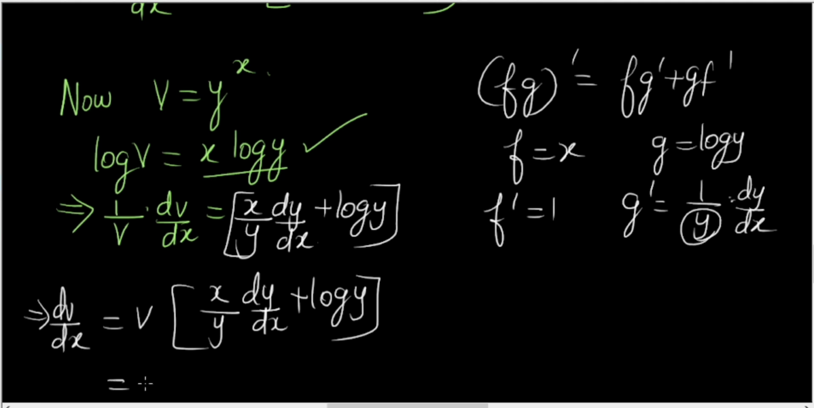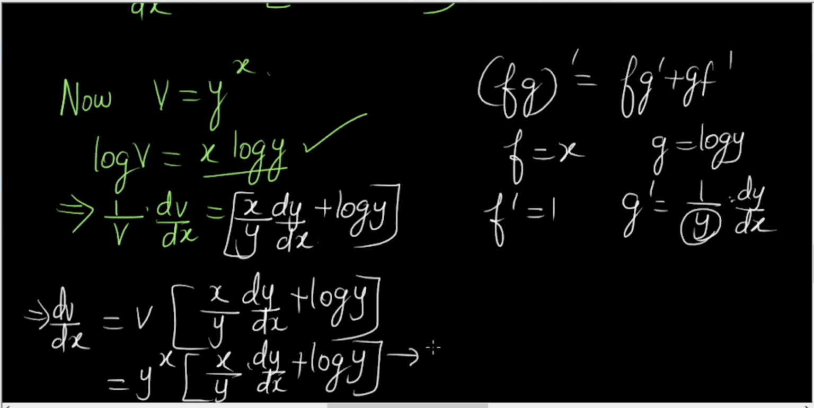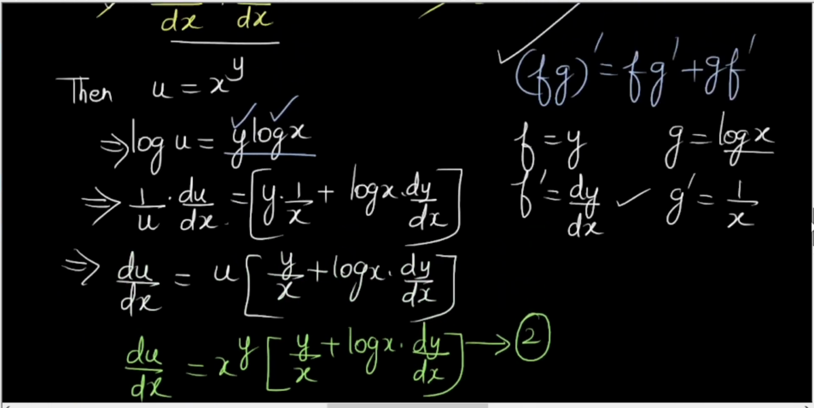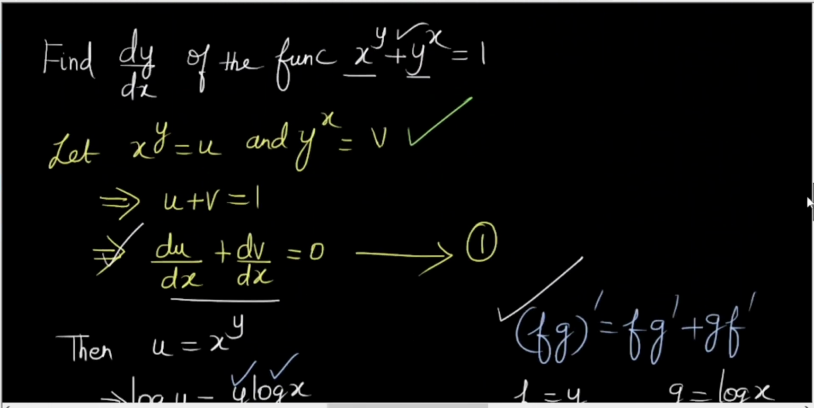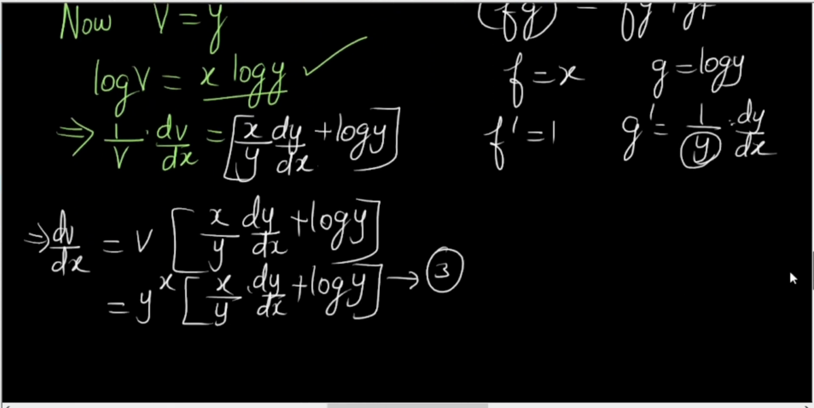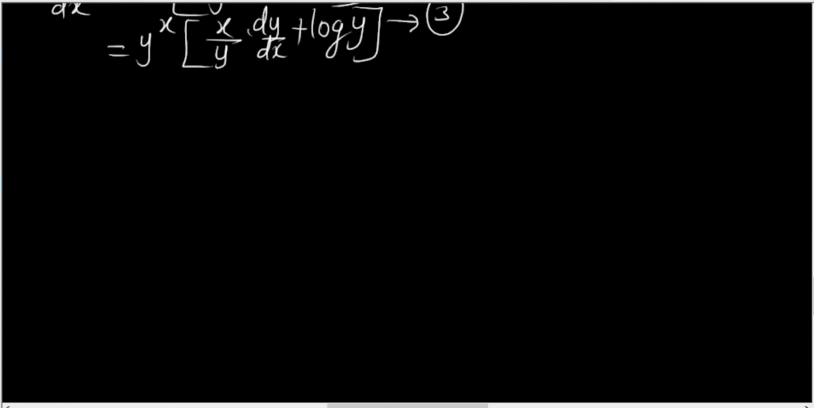So here v is nothing but the given stuff, which is y to the power of x. So we found our derivative of y also perfectly. The next step is really very important, because we are going to substitute our 2 and 3 in 1, and we need to find dy over dx by simplifying them properly. So let us give a try for that. So now we are going to substitute 2 and 3 in 1.